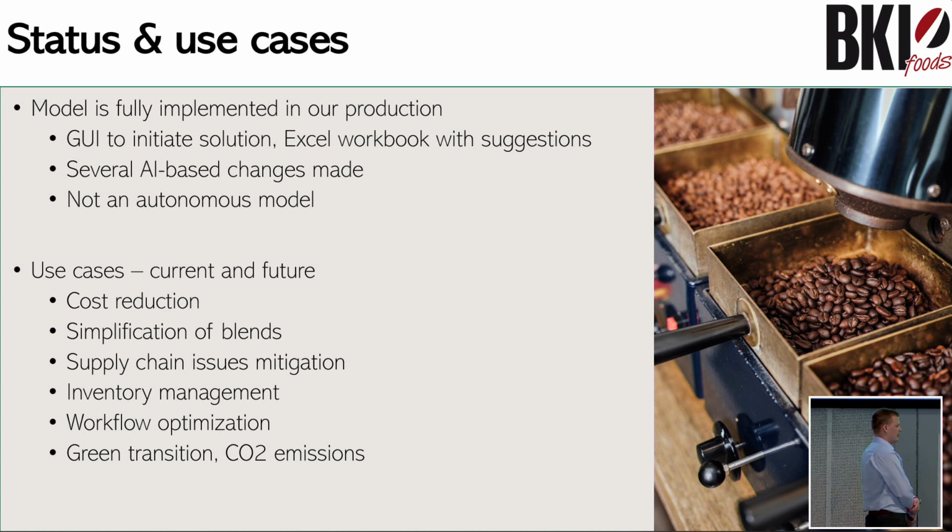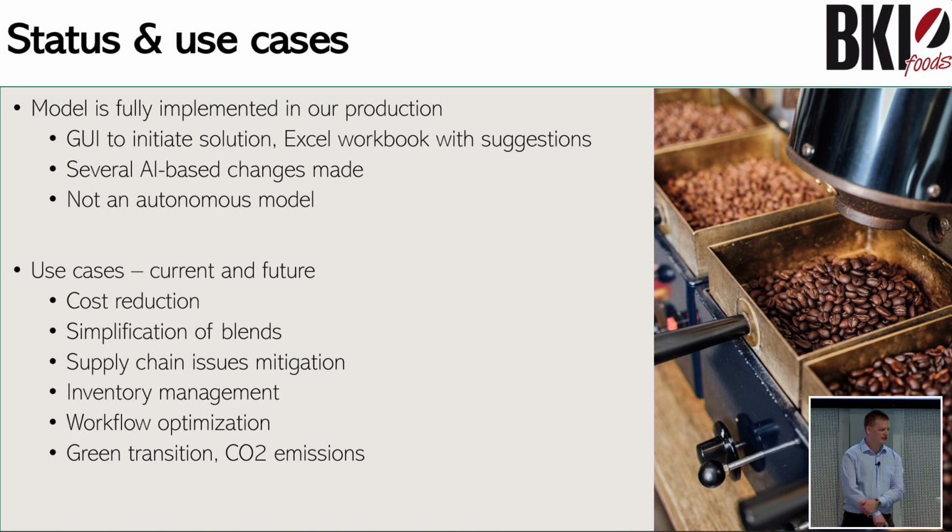And as of yet, the model itself is not autonomous, so we're always testing out the suggestions before we're putting them into production. Looking forward, the biggest ambition is, of course, to have an autonomous model being able to define how to roast each order based on the different use cases and the availability of raw materials.